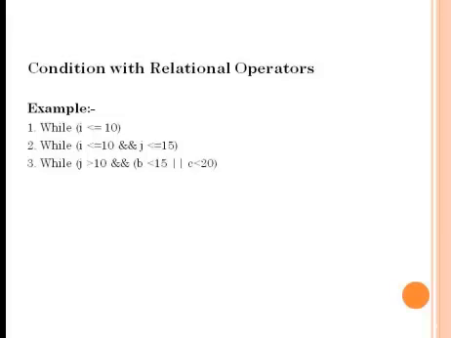Here we have two operators, so associativity plays the role. The less than operators have left to right associativity. Then it will check this expression first, and after that the next expression. That is b less than 60. The value of b is 3, so 3 is less than 60. Then the value will become true, that is 1.